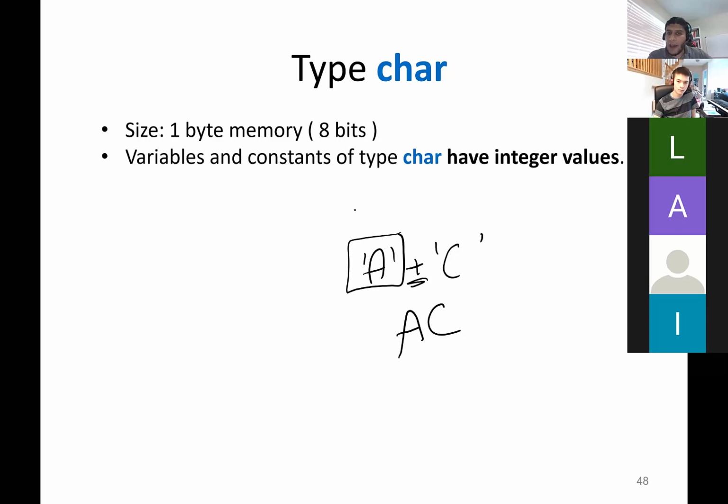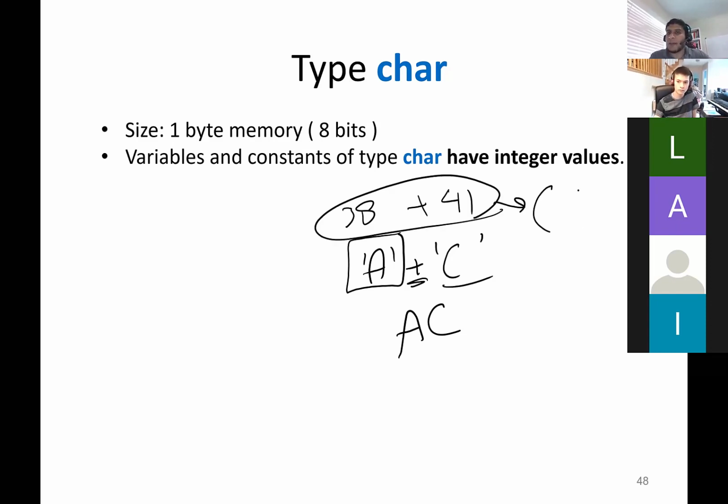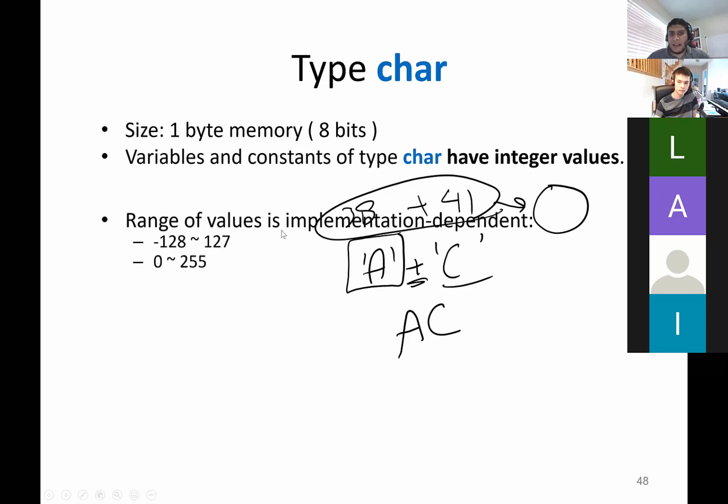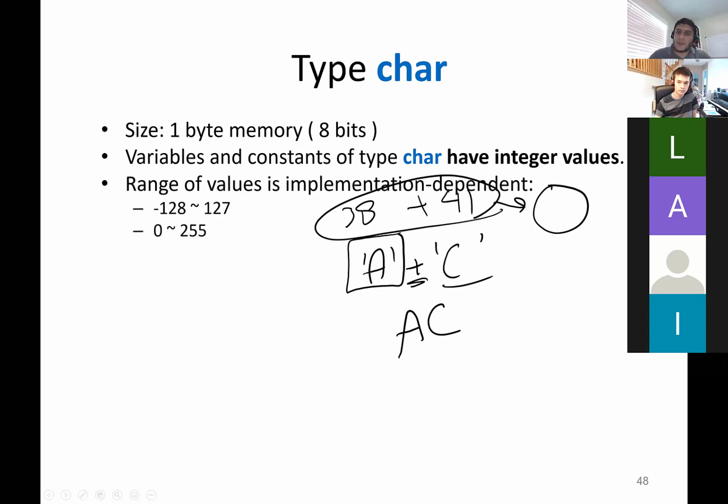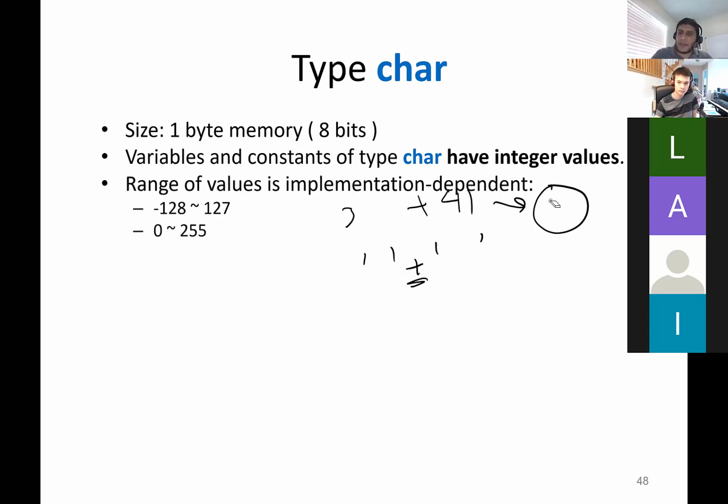For example, A would have 38, and then C might have, I don't know, 41, and then you add these two together, and they give you an integer value, right? Because characters are generally represented in our machines as integers, in fact. And this is something that is very specific to C and some other languages based on C that is important to understand, right?